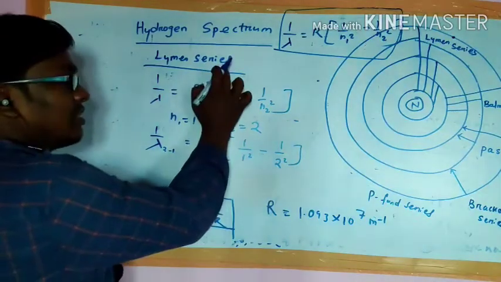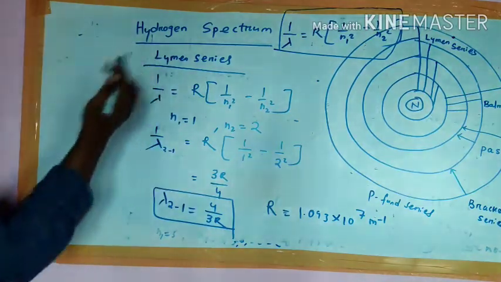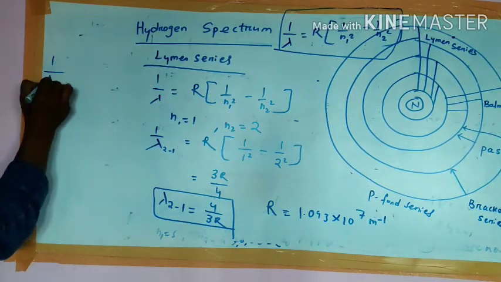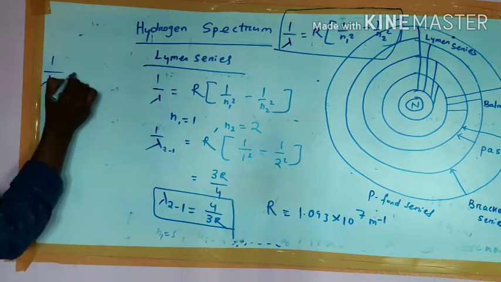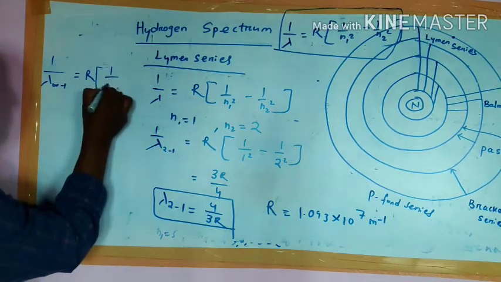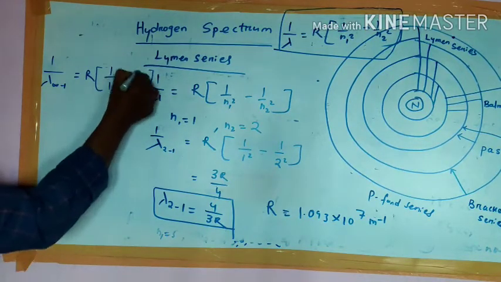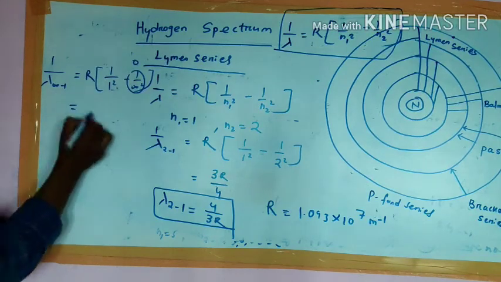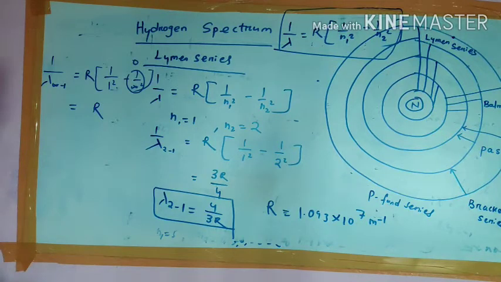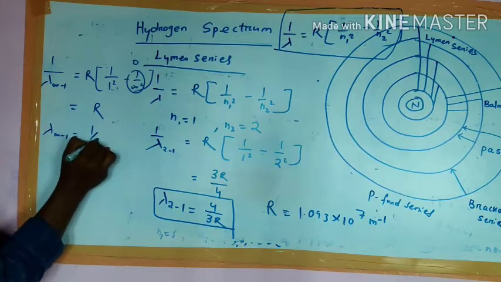Similarly, we can find out the wavelength for this series by taking the excited state orbit to infinity. Let's take 1 by lambda infinite to 1. How much is the value? R into 1 by 1 square minus 1 by infinite square, and this is 0. So this becomes R. Clear? So lambda infinite to 1 is 1 by R.